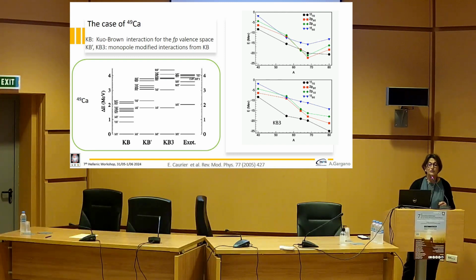Here are results for calcium-49. We use the Kuo-Brown interaction, and here two interactions with a modified monopole component. And you may see that the better agreement is obtained, and this is essentially connected to the differences in the effective single particle energies, in particular to the fact that after A15, a larger gap is predicted by the interaction with the modified monopole component.